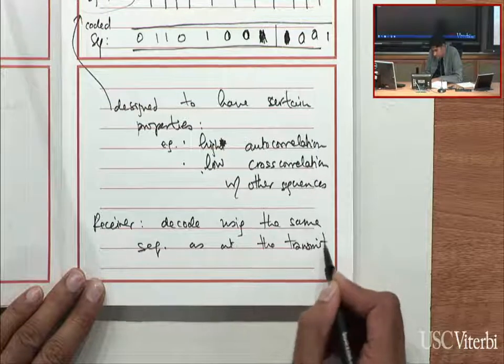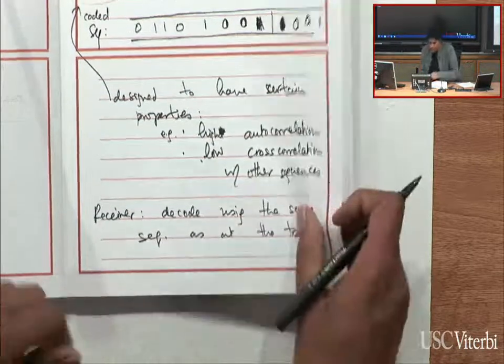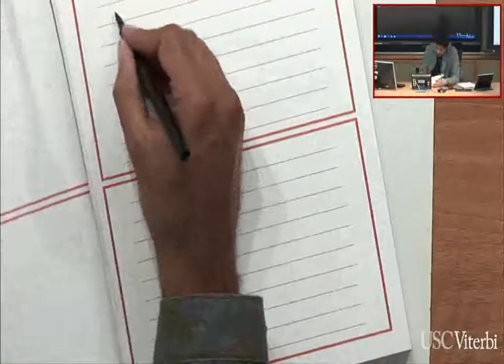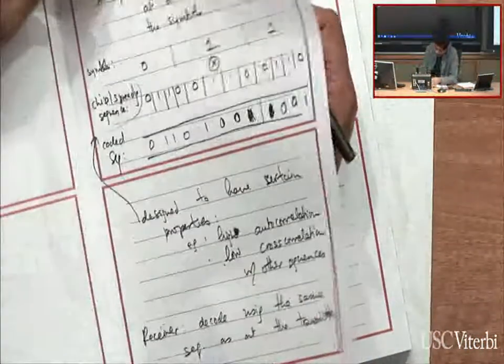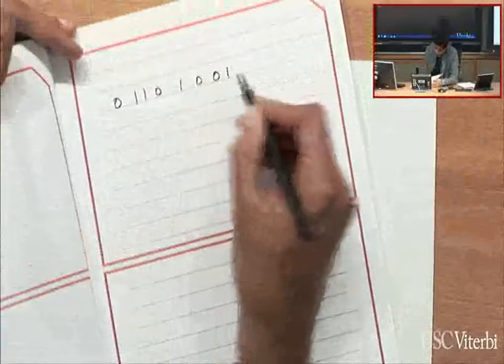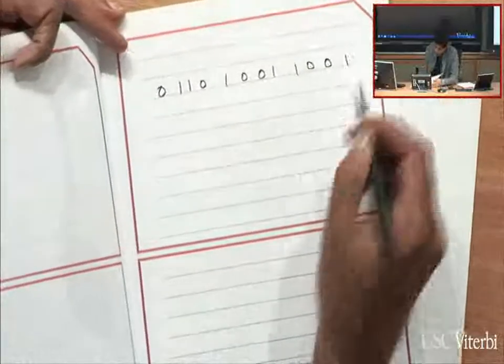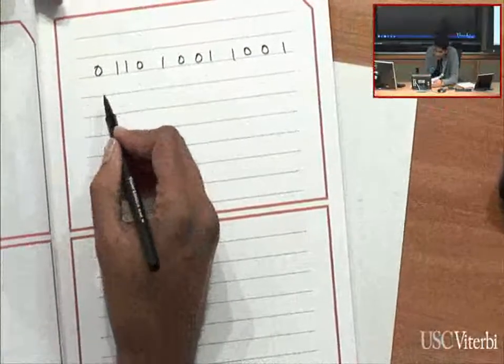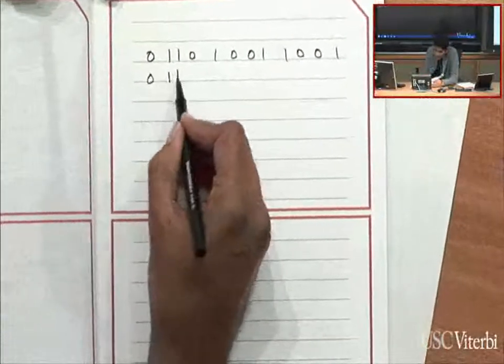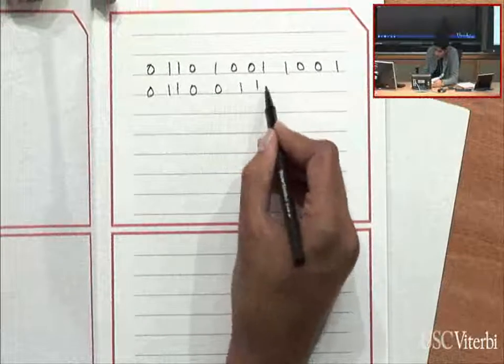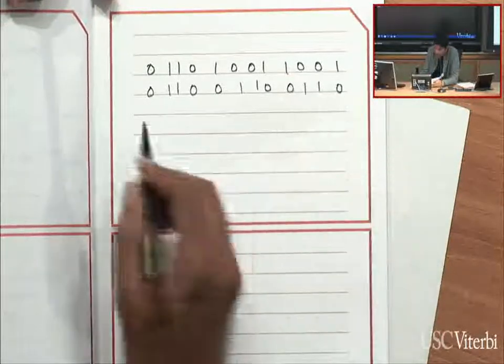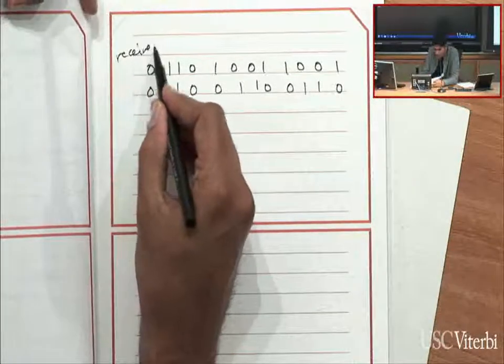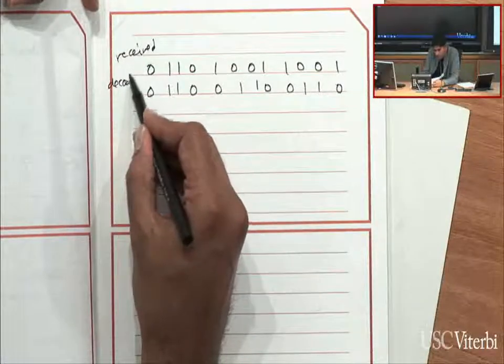So now, for example, we got 0, 1, 1, 0, 1, 0, 0, 1, 1, 0, 0, 1. And now I decode it by applying this 0, 1, 1, 0, 0, 1, 1, 0, 0, 1, 1, 0. So this is what I received. Right? Here's the decoding sequence, which is the same.